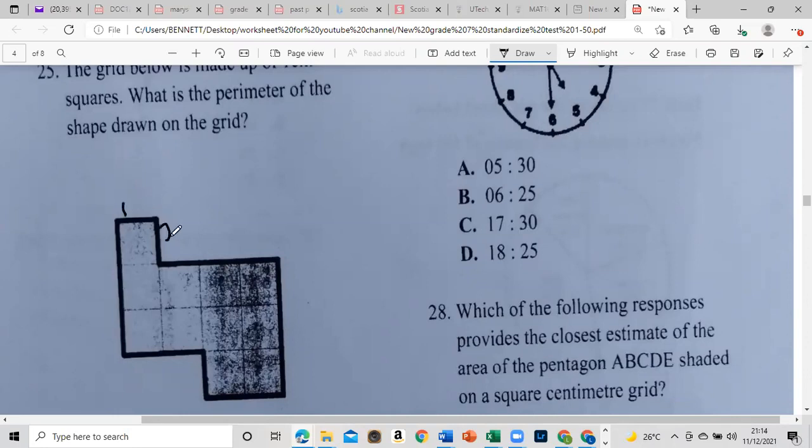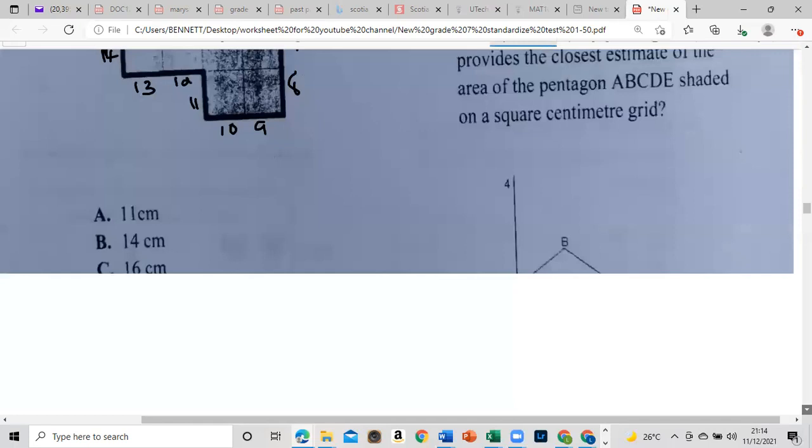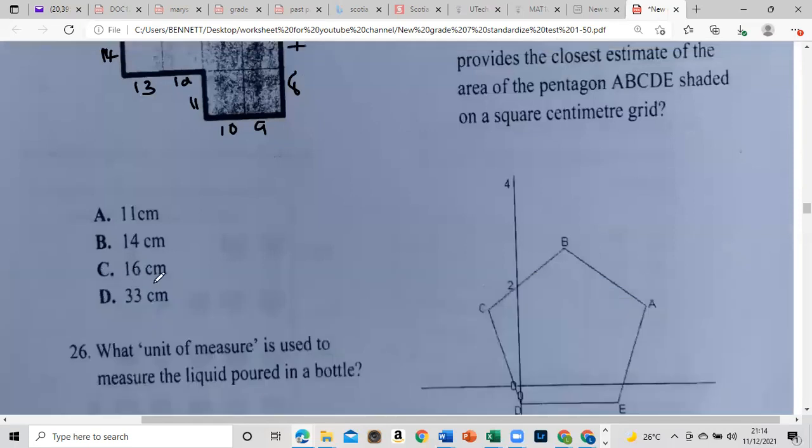1, 2, 3, 4, 5, 6, 7, 8, 9, 10, 11, another one here, that's 12, 13, 14, 15, 16. Alright, let us see if they give us that as an option. So the total distance around is 16. That is indeed correct.